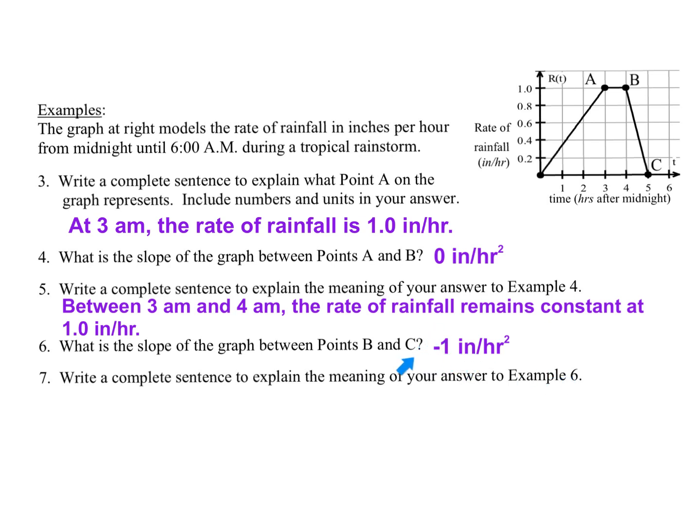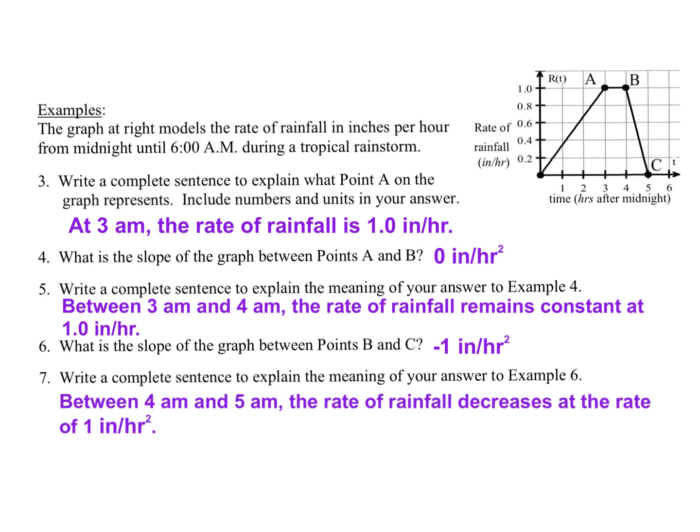So what's happening from time B to C? It does eventually stop raining, yes. However, it doesn't. The rate is decreasing. Right, the rate of rainfall is decreasing. Okay, and it decreases at the rate of. So notice here now, the word decreases takes care of the negative. So now we don't have to worry about the sign anymore. Okay, and yes, eventually it does stop raining.